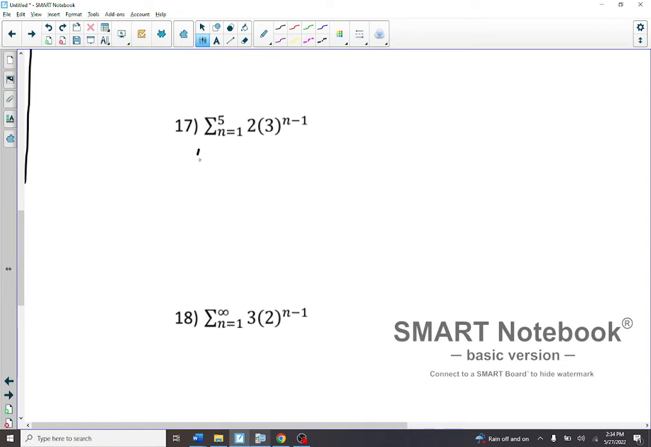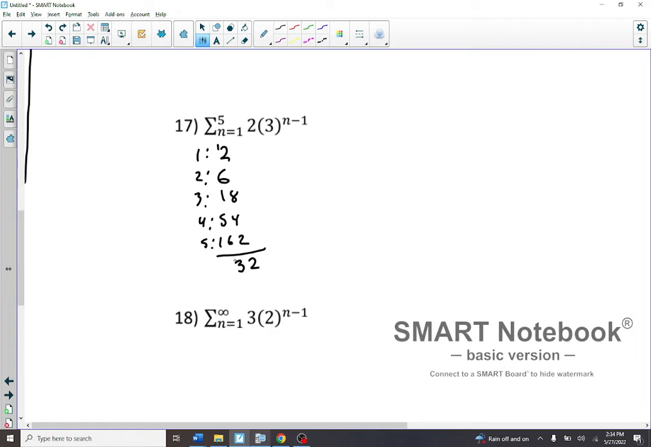Here, this one would probably be quicker for me to just do in my head. And then there's quick formulas for a geometric one. I'll explain that in class. Either way, 2 times 3 to the 0 power is 2, then 3 to the 1 power times 2 is 6, 18, 54, 162. And then just add that all together. 10, 22, carry the 1.